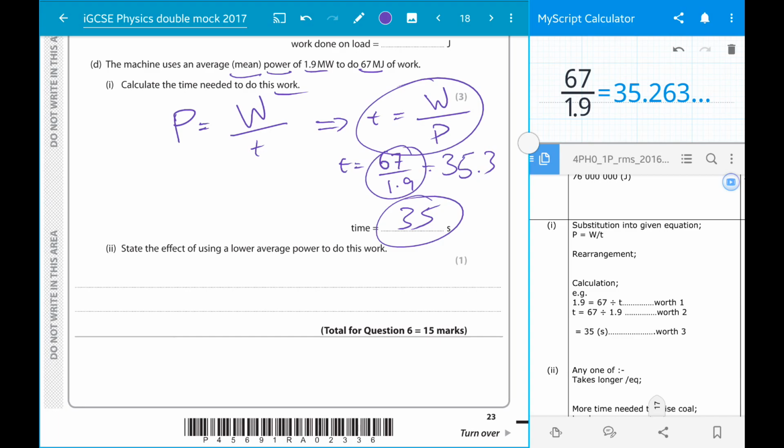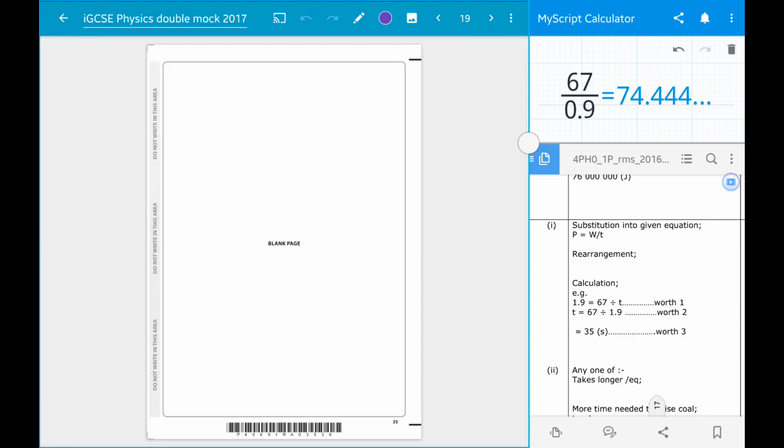State the effect of using a lower average power to do this work. Okay, so here we've got a lower average power. Our power is 1.9, so have a look at the calculator on the right. Imagine it wasn't 1.9, it was a lower power of 0.9. What's happened to the time? It's gone up. It's gone to 74 seconds. Well, you're not changing the amount of energy or the amount of work that you need to do. So the time increases. And if you're not sure, you can just plug values into a calculator and see how it changes your result.